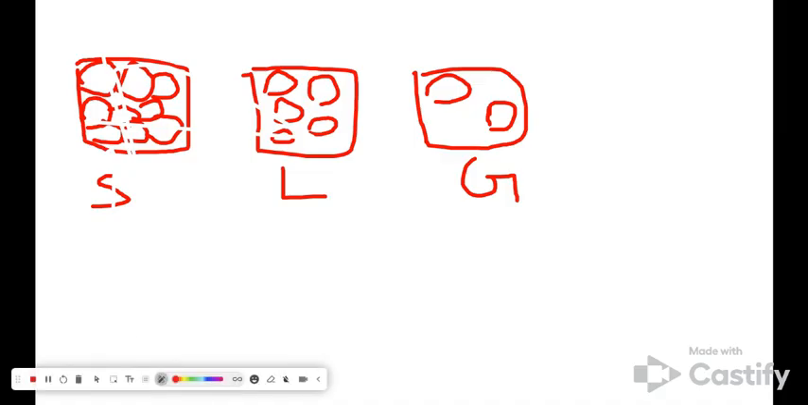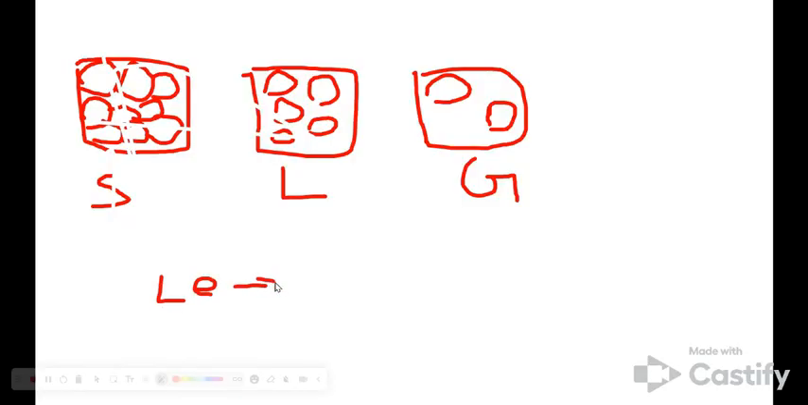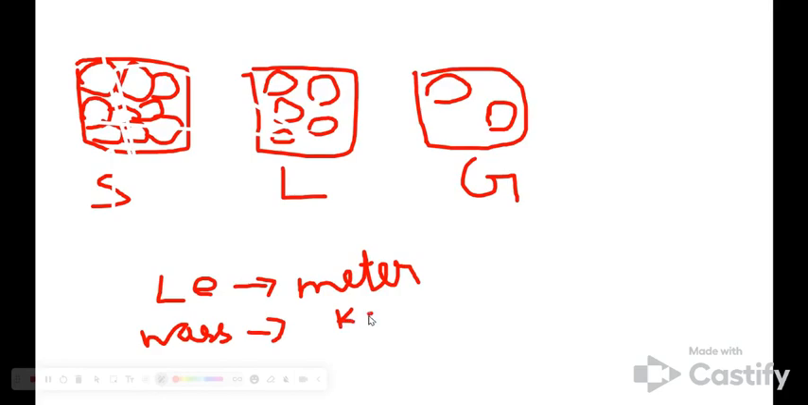Let's go to the next part, which is measurement. When you measure length, the unit is the meter. Length is meter. Mass is kilogram, which we should call kg. Temperature is measured in Kelvin, and time is measured in seconds.